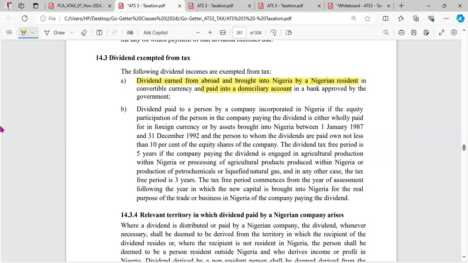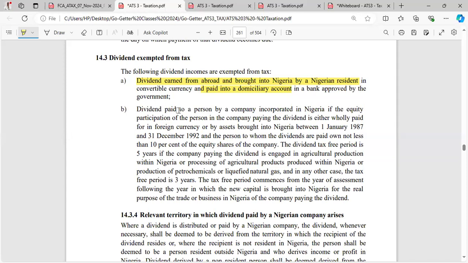As long as that dividend is in your domiciliary account, that is not taxable. So it means that if they are paying you dividends in your dollar account, let's say in GT Bank, that dividend is not chargeable to tax in Nigeria. So it means that the withholding tax is not going to be taxed in Nigeria.